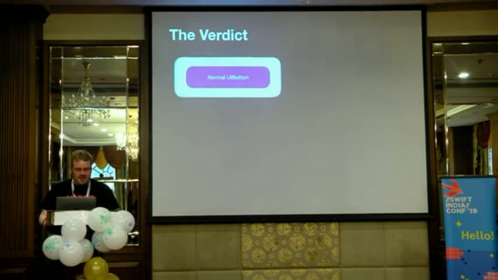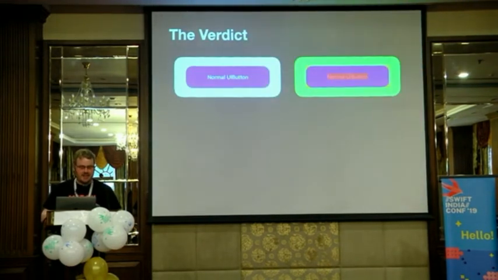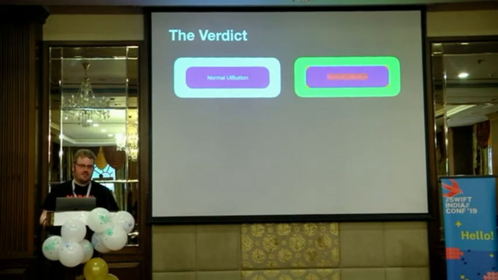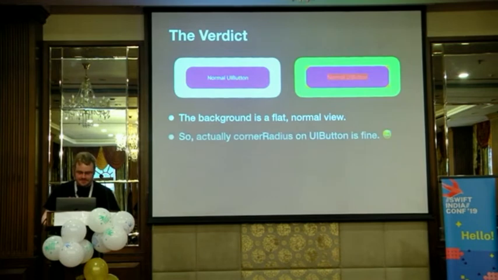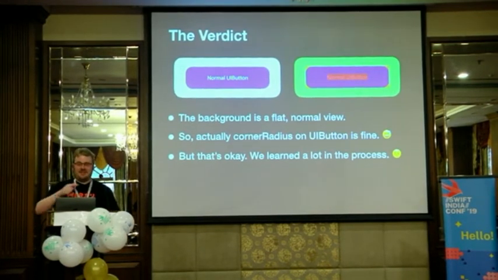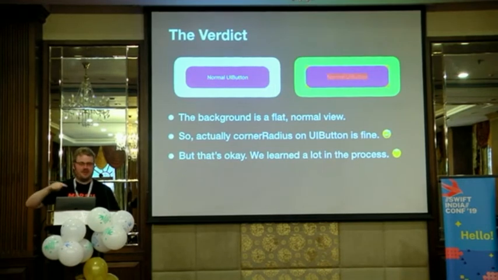So here's the normal UIButton, and I applied corner radius to it, and this is what you get. So actually, if you just put corner radius on UIButton, because UIButton is just a flat view with no container view or anything, the content inside is rounded and not rendered off-screen, so this is actually fine. So I learned a lot. Going full circle, it's okay, actually just applying corner radius to UIButton is fine.